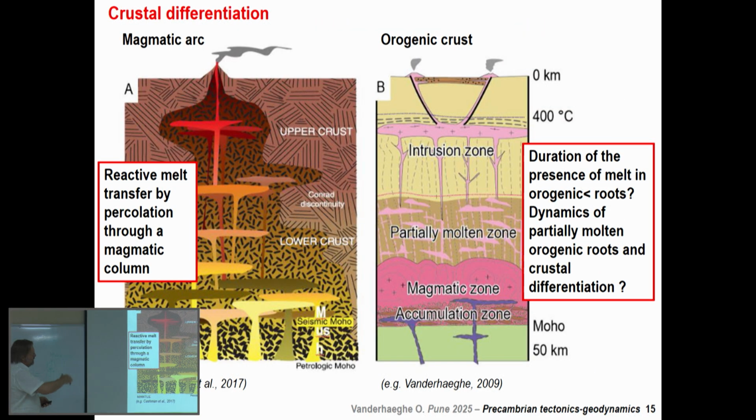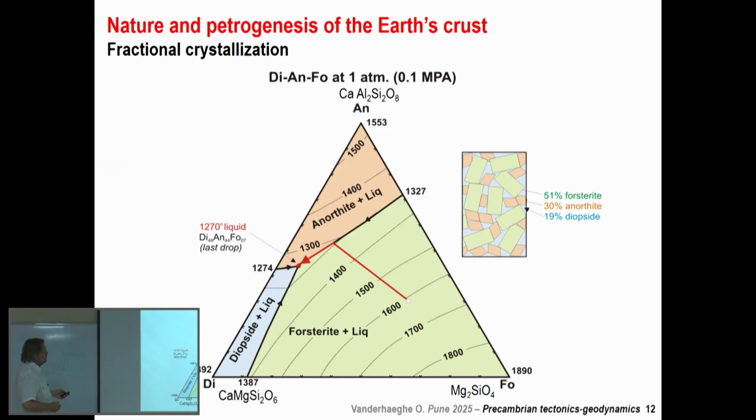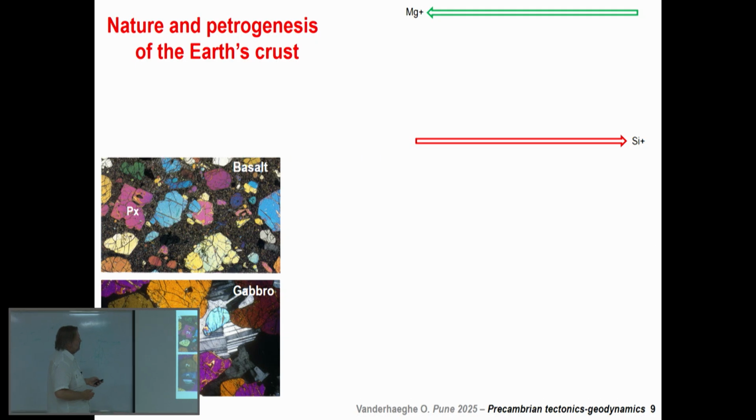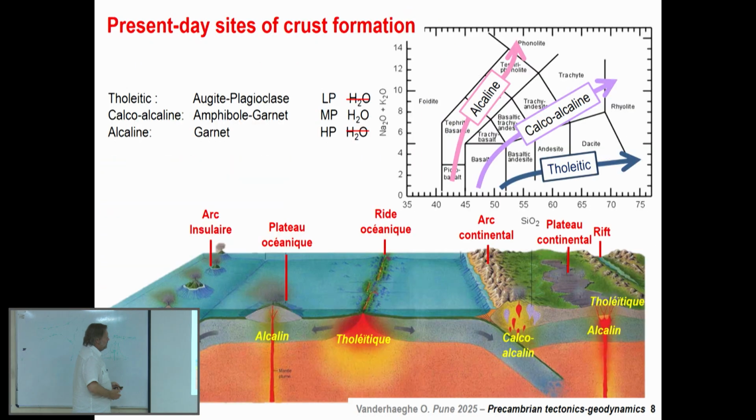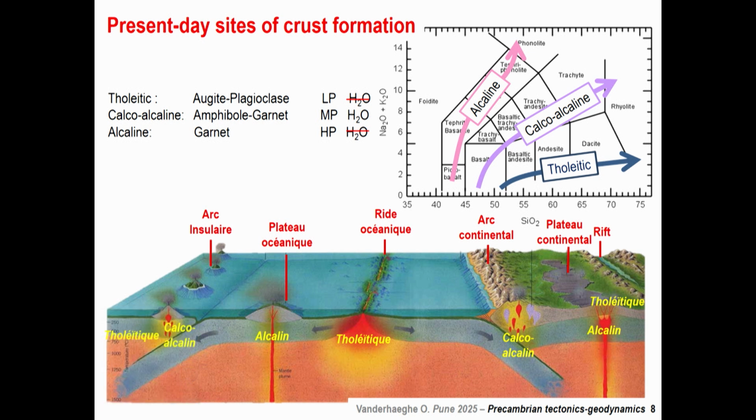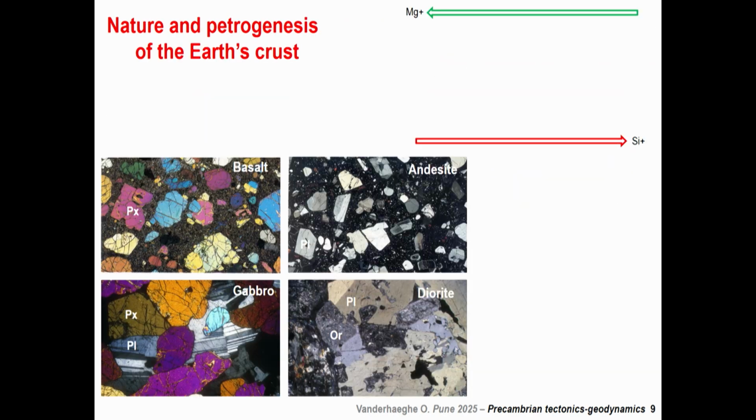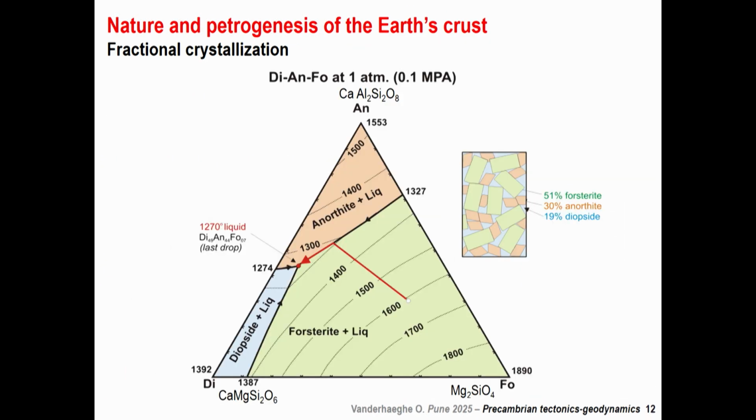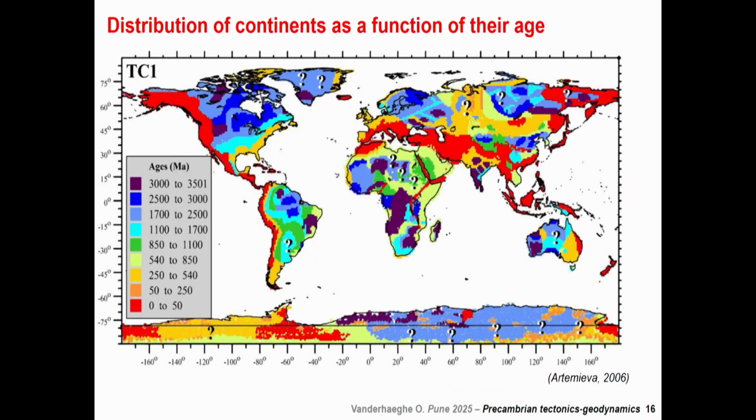Okay, that's pretty much for the present day. So according to this setting, today we can relate zones of magmatic accretion, crustal growth, and differentiation related to crustal reworking to different geodynamic sites. So how was it in the past?